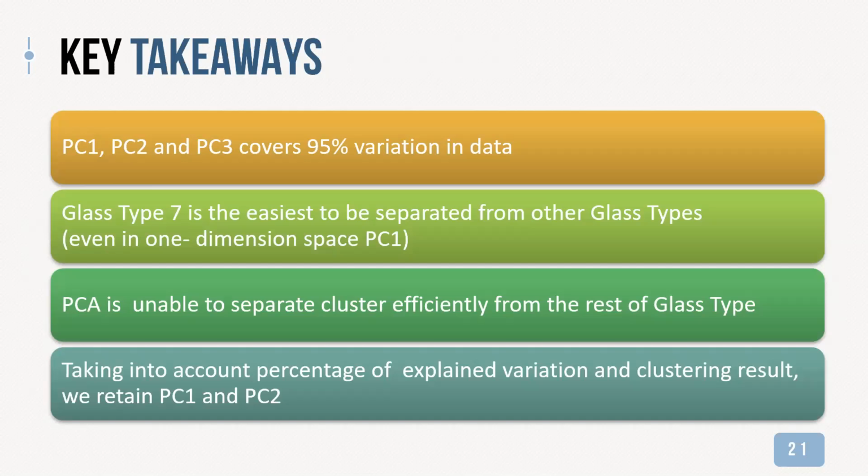The first three components cover around 95%, and glass type 7 is the easiest and most obvious to be separated from the other glass types. In fact, in one-dimensional space PC1, PCA is unable to separate clusters efficiently for the rest of the glass types. So we take into account the percentage of total variation explained, and also the clustering results. We decided to retain PC1 and PC2.